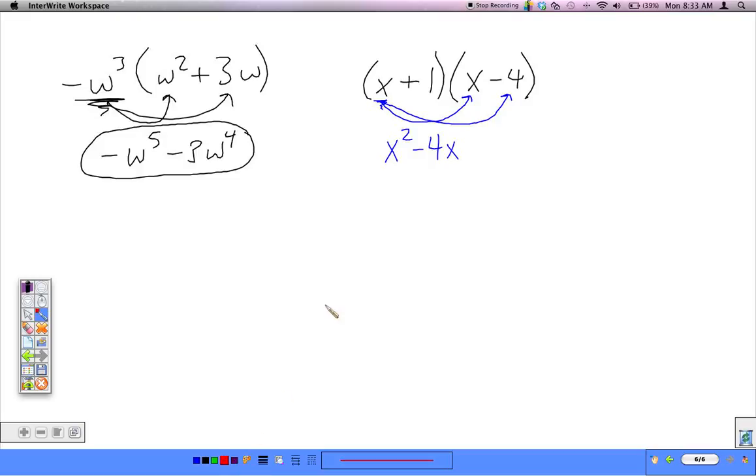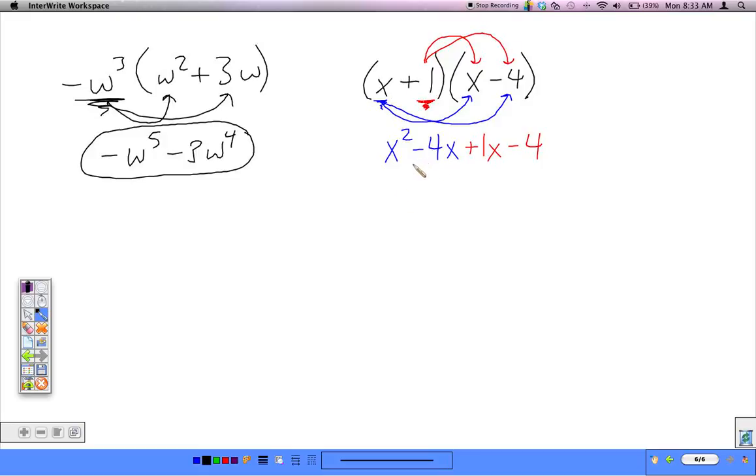Now, we also have a second distributive property taking place here. It's going to be the 1 times x, which will leave positive 1x. And then a 1 times a negative 4, which will just be negative 4. At this point, we have the end result of our distributive property that happened with both terms.